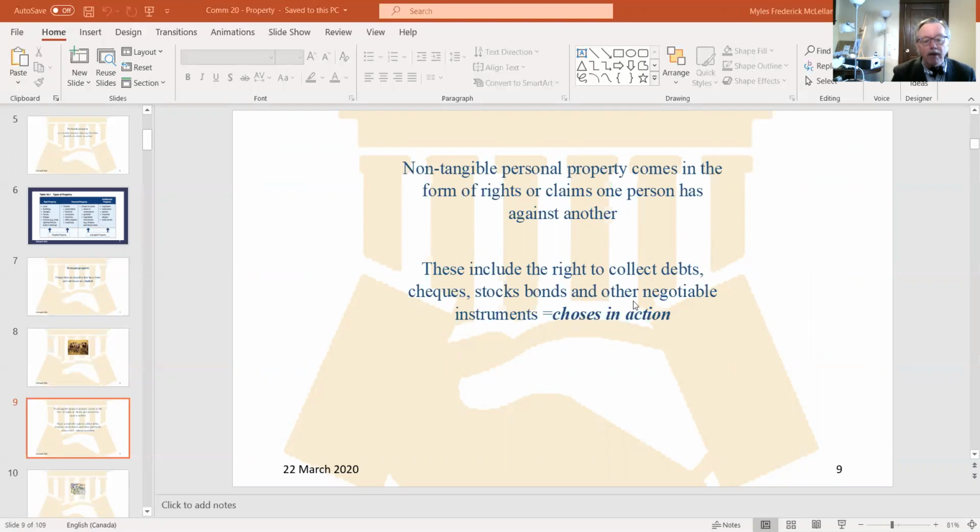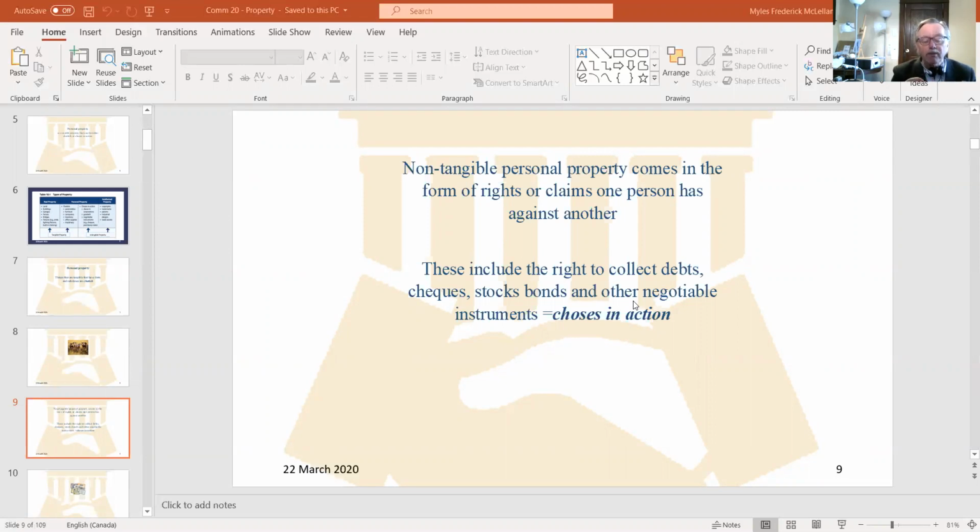Non-tangible personal property basically comes in the form of, and this goes to the actual definition of what property is, non-tangible personal property deals with the rights or claims that one person has to another, right? And these include things like checks and stocks and bonds and other negotiable instruments, which are called choses in action.